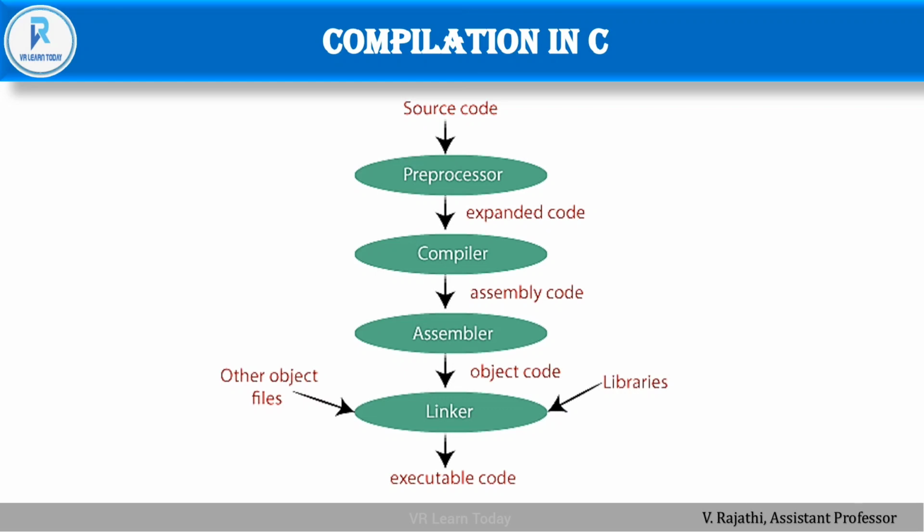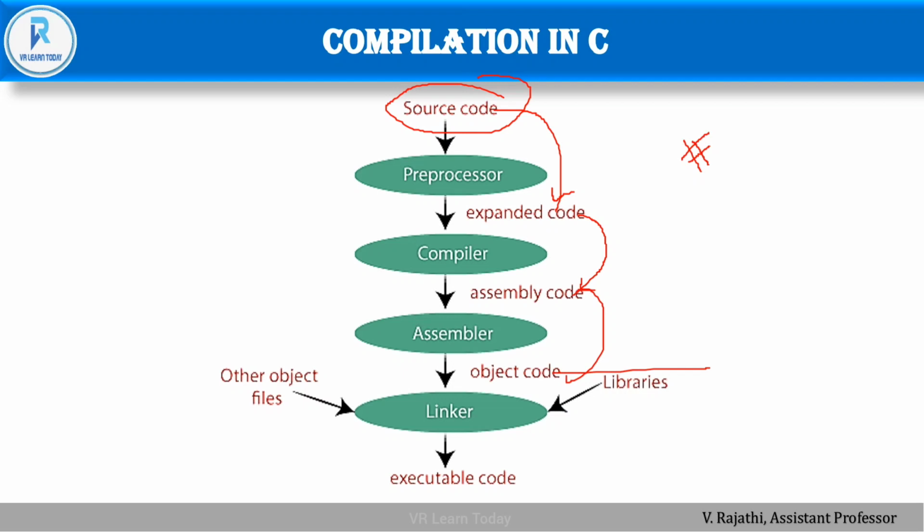First one, source code. Source code is nothing but our program code, starting with hash include and ending with getch. This content is called the source code, and after the preprocess step, our source code is converted to the expanded code. After the compiler, the assembly code is generated, and after the assembler, the object code will be created.